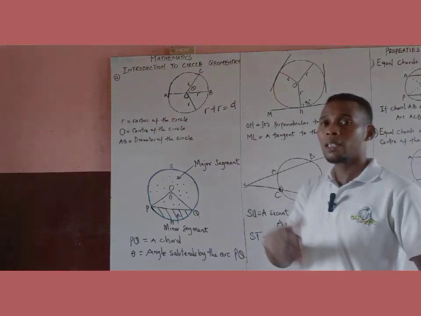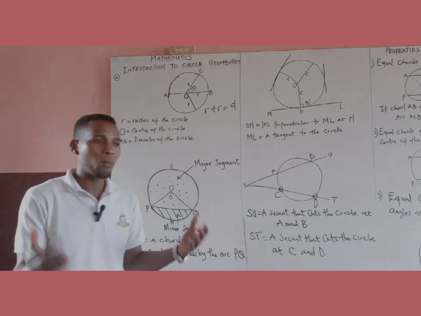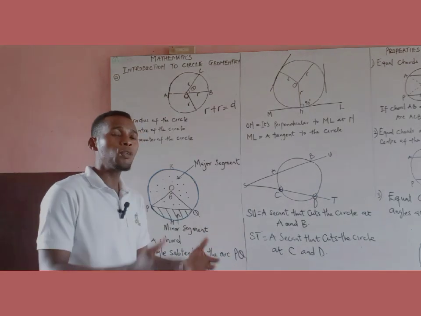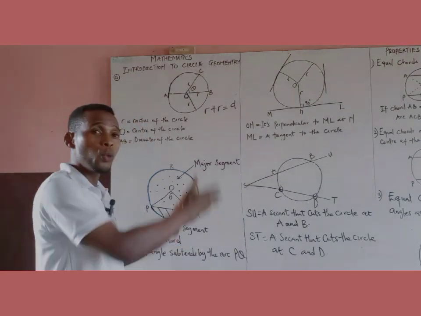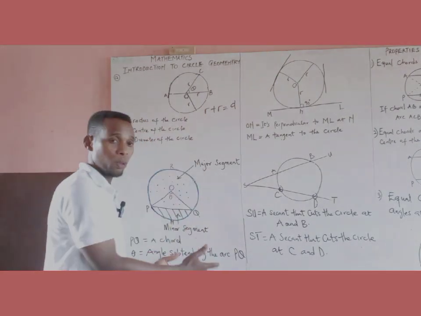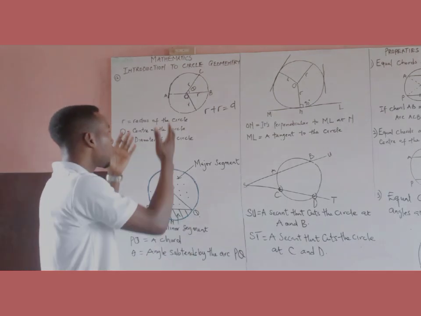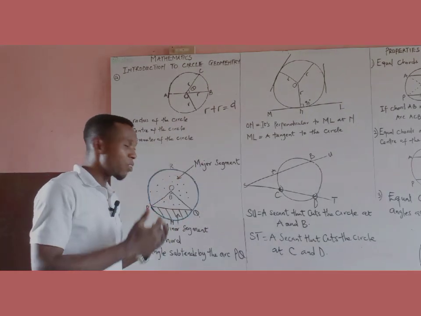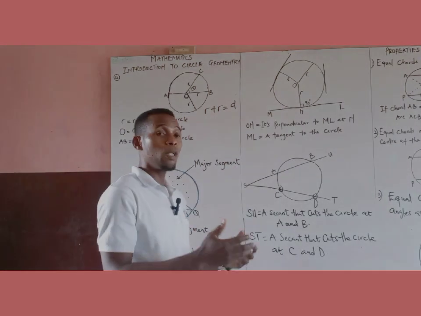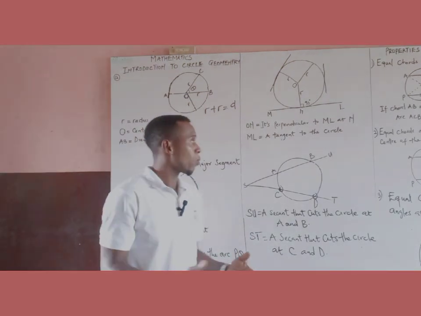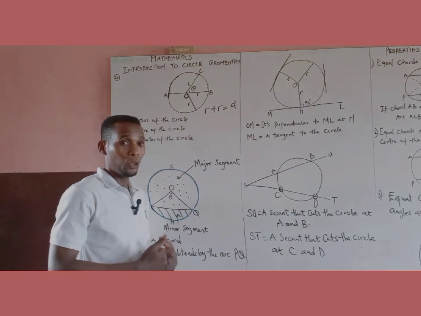Now, there is no way you can calculate angles on the circle without knowing the properties of the circle. And these are major things that you need to know before you can approach any question under circle geometry. You need to know the meaning of radius, diameter, minor and major segments, chords, arc, tangents, and secants. Without these, there is no way you can solve questions under circle geometry.